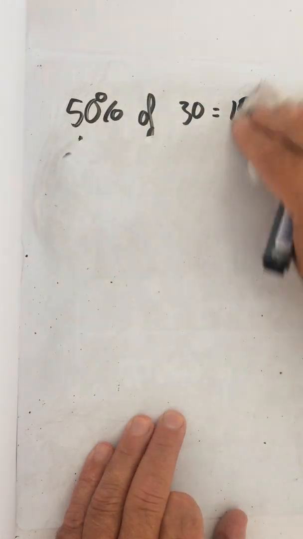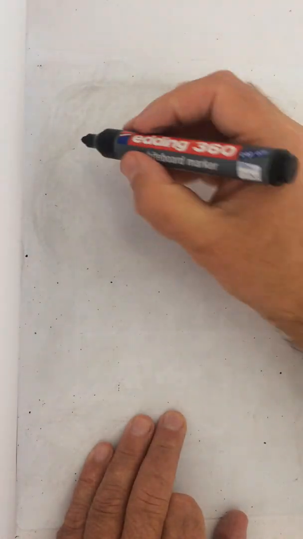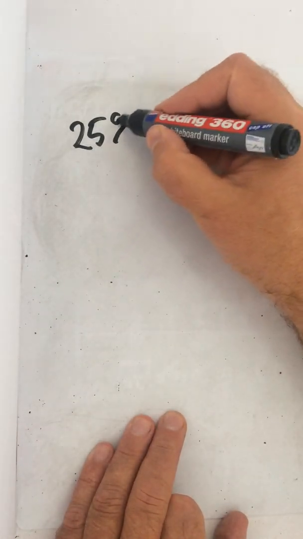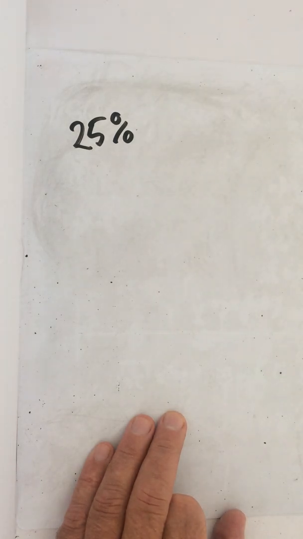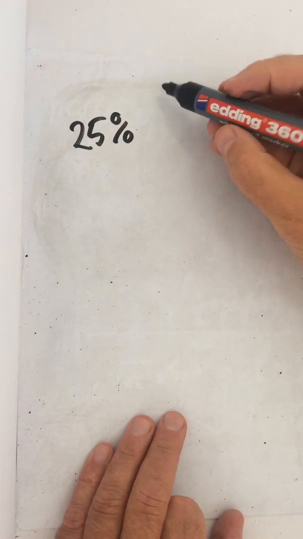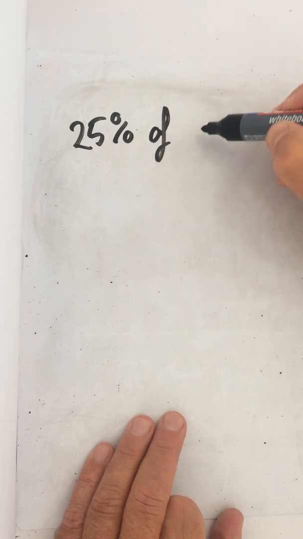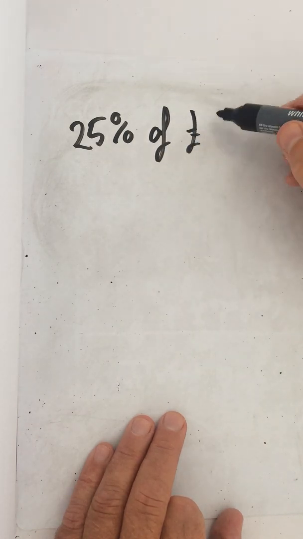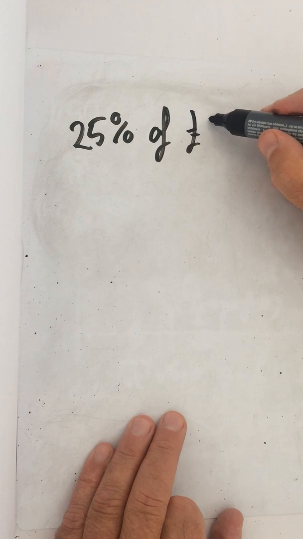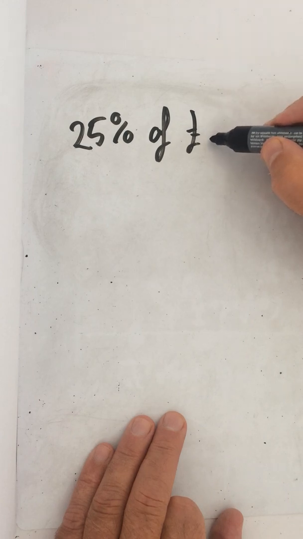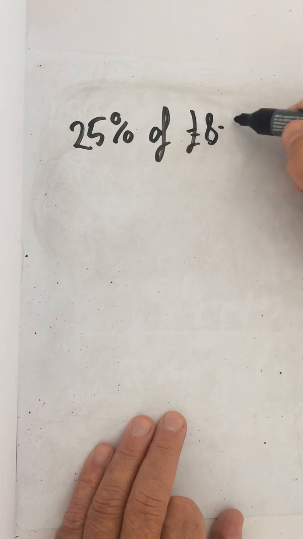Okay. And similarly then, if I wanted to find 25% of something, 25% of something, what I would do there is, if I wanted to find 25% of, let's go with 25% of £8.